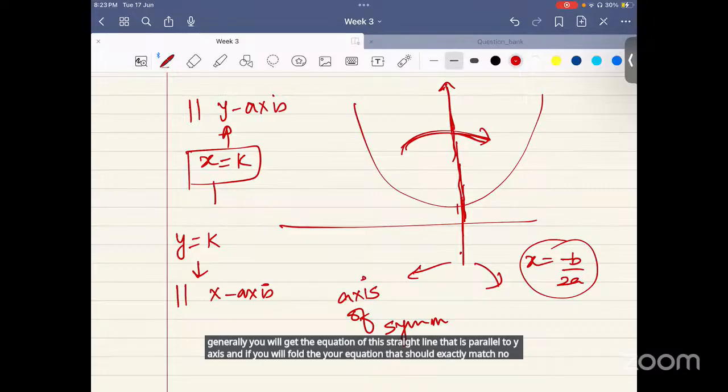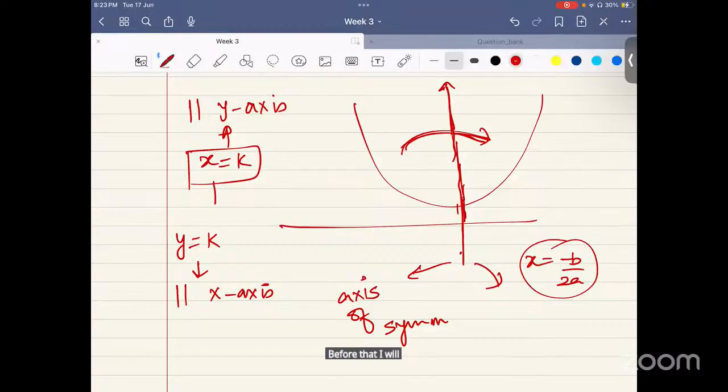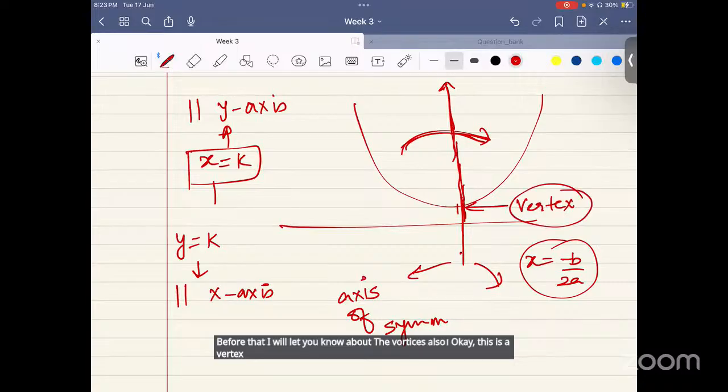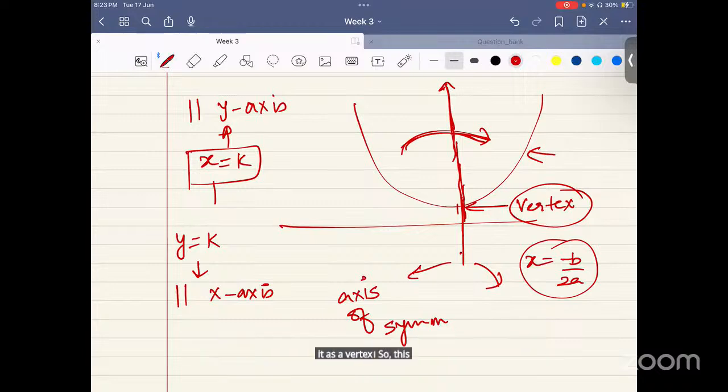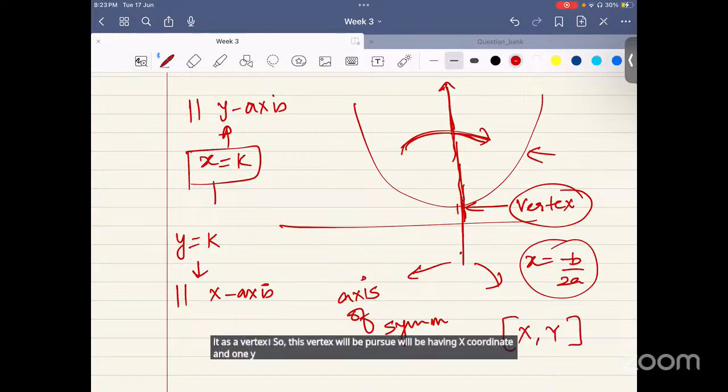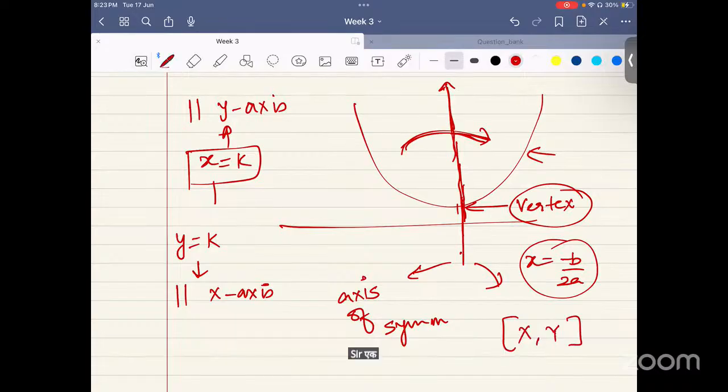Now, before that, I'll let you know about the vertex also. Okay, this is the vertex of a parabola. What can you say about the vertex? The vertex is that particular point where the plot of the parabola and the axis of symmetry meet. That is what you generally call a vertex. So this vertex will for sure have one x coordinate and one y coordinate, right?